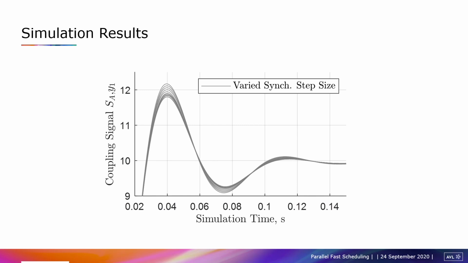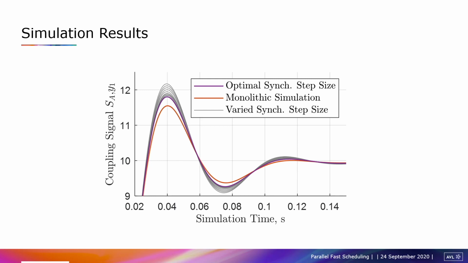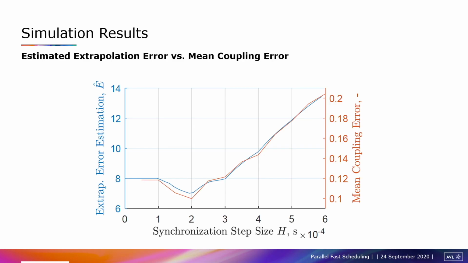Therefore, let's consider one coupling signal from submodel A. Here we can see the results from all different synchronization step sizes compared to a monolithic simulation. That means where all submodels are solved in one model with one solver, we can see that none of the results fit to the monolithic simulation. However, there are results which are closer to the monolithic solution. And the closest result here corresponds to the optimal synchronization step size we have determined. If we compare the estimated extrapolation error due to the mean coupling error with respect to the monolithic simulation, we also can see that the smallest error in both cases is at the identified optimal synchronization step size of 2.